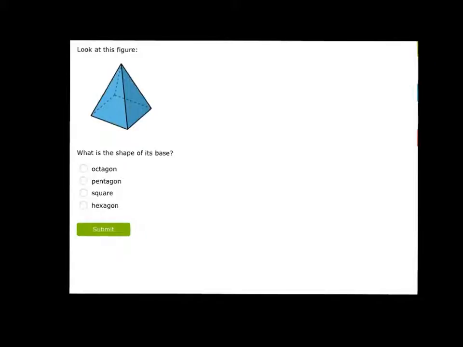Okay, so what is the base of this figure? Well, the figure to start off with is a triangular pyramid, basically just a pyramid, and the base is, well, it's a square base pyramid, so the base is a square because it's only got four sides, whereas an octagon has eight, a pentagon has five, and a hexagon has six. And the base only has four, so it must mean it's a square.